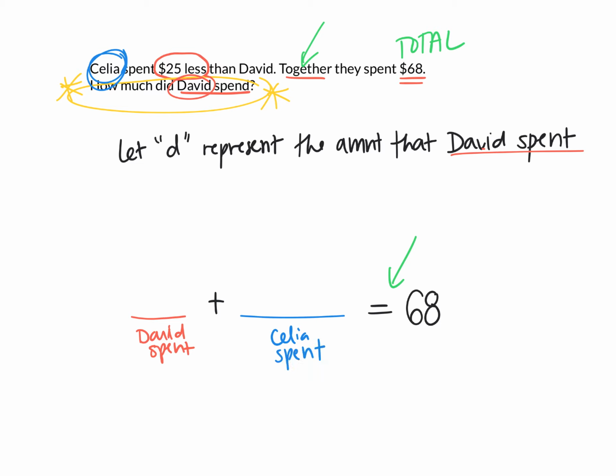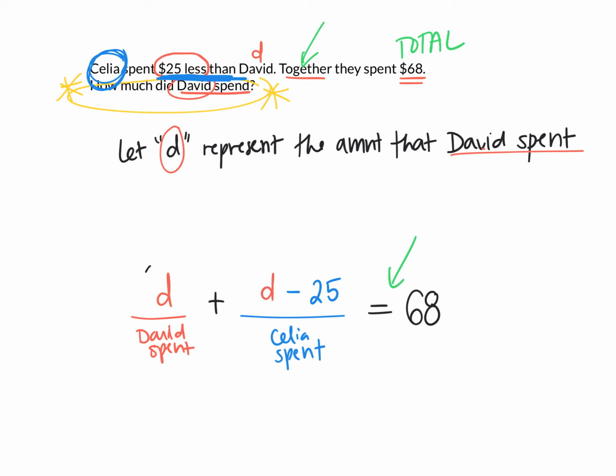Now we've already figured out what variable we're going to use to represent how much David spent, so I'm going to put a D here. Now we have to figure out how much Celia spent. Well, we're told that Celia spent $25 less than David. If you're trying to represent less than in math, would you be adding an amount or taking it away? That's right, you would be taking away the $25. It's $25 less than David, and we know David is represented by D. So we're taking away $25 from whatever David spent.